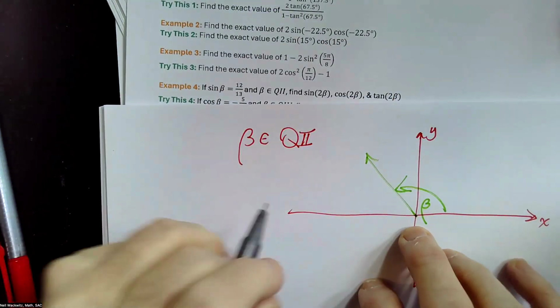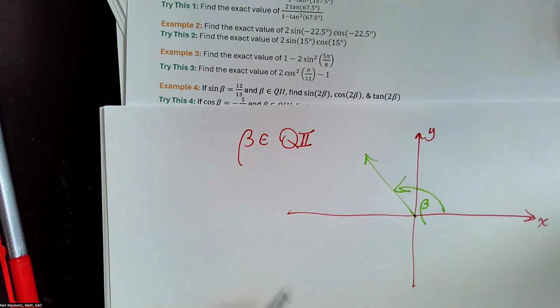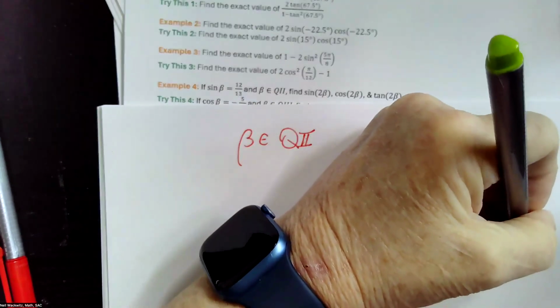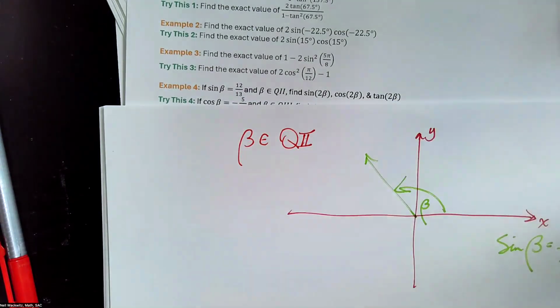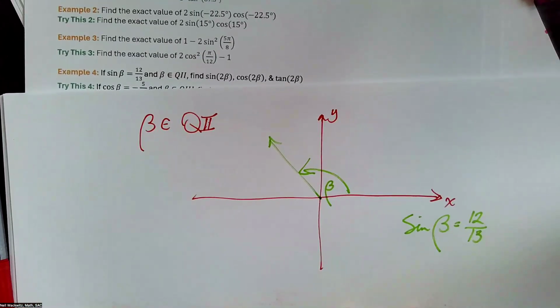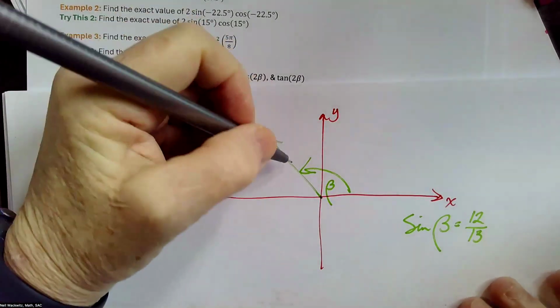So there's beta. And they tell us that the sine of beta is 12 over 13. Can we find a triangle associated with beta? And can we fill in the missing side of that triangle? Yeah, sure.